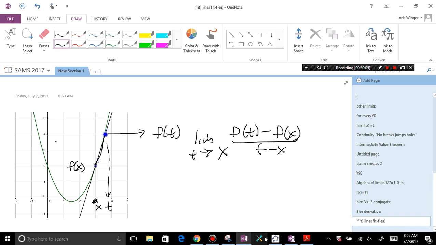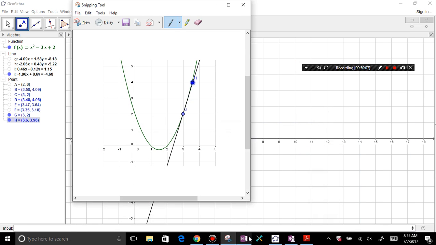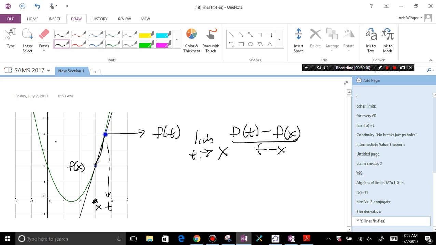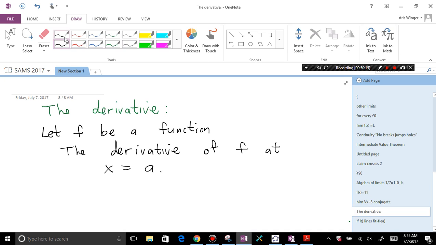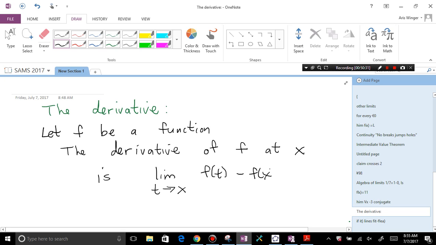I think I called it a just now. Yeah, I'm going to change that to x. So you want to keep it t and x? Yeah, I'm going to make it t and x. The derivative at x is given by the limit as t tends to x of f of t minus f of x all over t minus x.